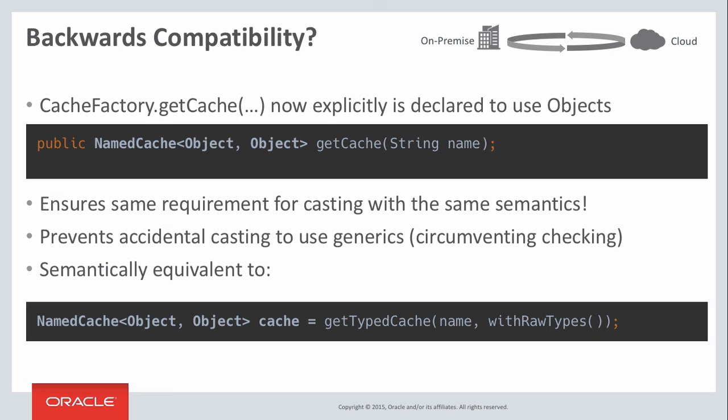The compiler will issue a compile time error, and if you really want to circumvent this, then you'll have to write a manual cast, and it basically will give you a hint as to what you need to do. And if you're tempted to use a cast, then obviously you should start to use get type cache. Internally, this call is actually semantically equivalent to calling get type cache with raw types, and of course when you haven't declared the types in your cache configuration.